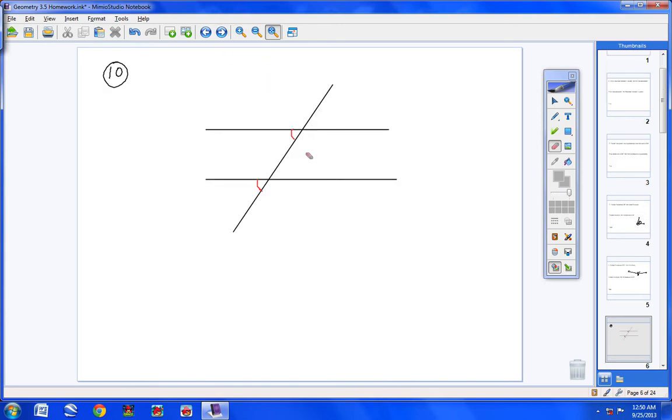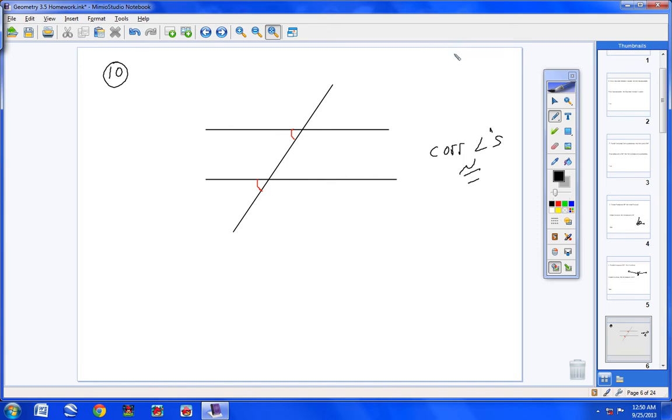Number 10, they've given us two angles that are congruent. Now I want to point out to you that this angle here is below this line, and this angle here is below this line, and they're both on the same side, the left side of the transversal. We call those angles corresponding angles. And notice the corresponding angles are congruent. Was that not one of our ways to prove that lines are parallel? Definitely.